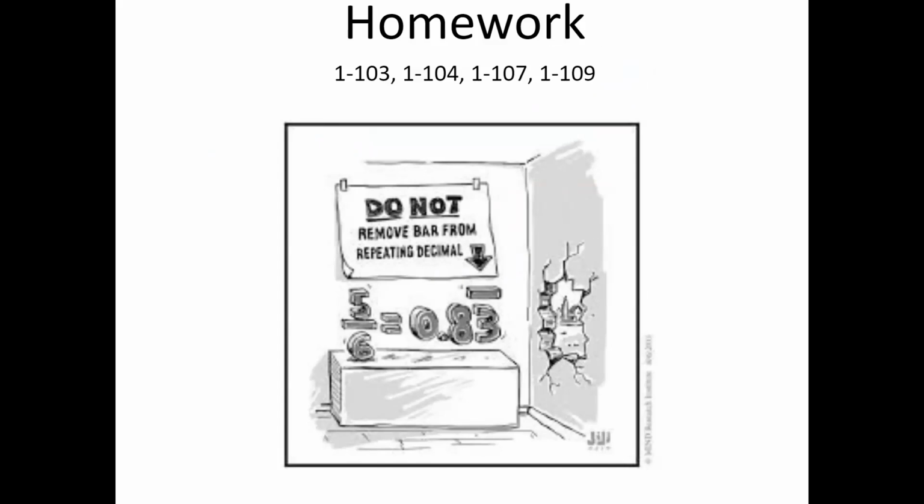And here's my joke. There's a fraction, and it says, do not remove bar from repeating decimal, and then there's a hole in the wall. You see, you get it? Because what would happen if you took off the bar? The threes would shoot out forever. Apparently, it already happened.